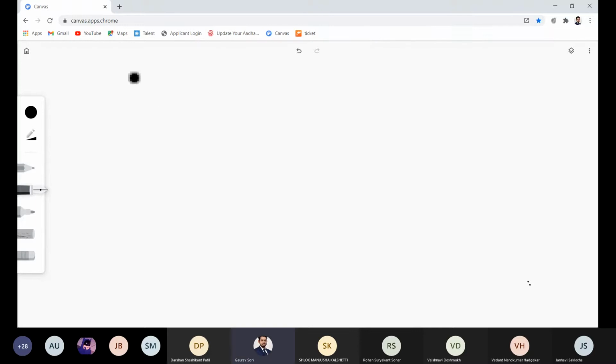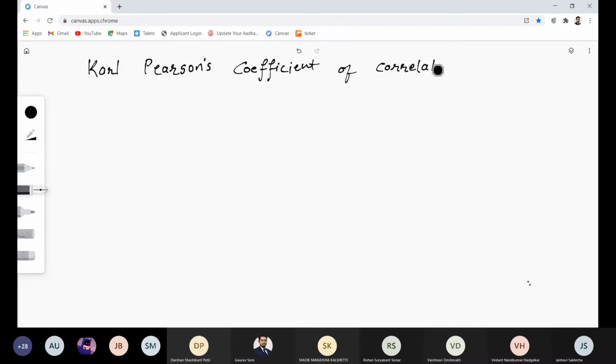Today we will start with Karl Pearson's concept of correlation. We have ended with moments, skewness, kurtosis. The next part is Karl Pearson's coefficient of correlation. The word itself suggests that you are going to relate two things, two variables.